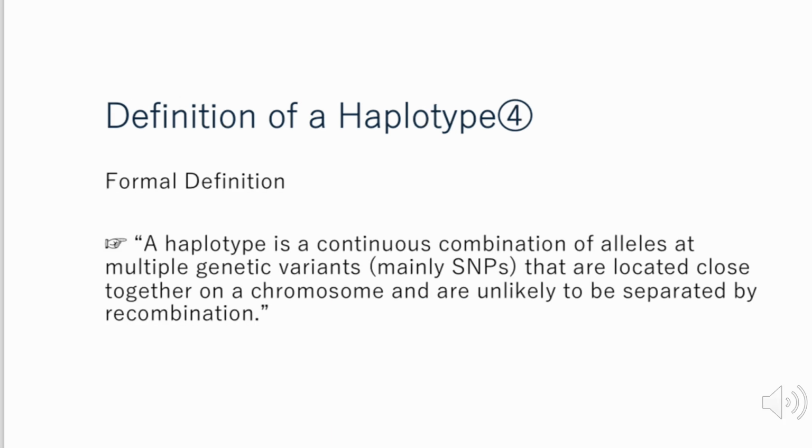A haplotype is the combination of several SNP alleles that lie close together on a chromosome. Because recombination rarely splits them apart, they tend to be inherited as one block. So the entire pattern of those SNPs represents a person's haplotype.